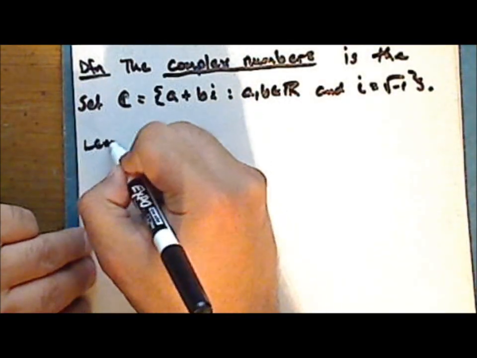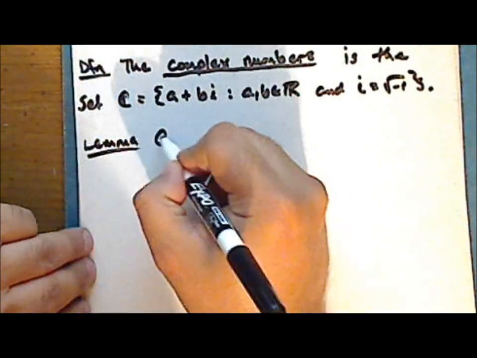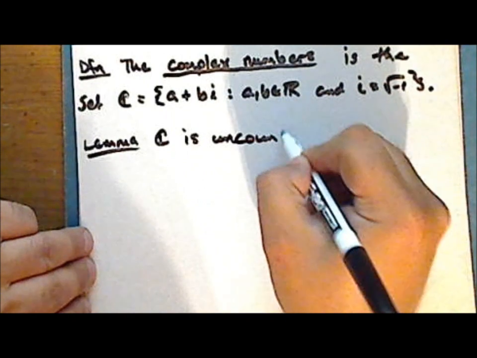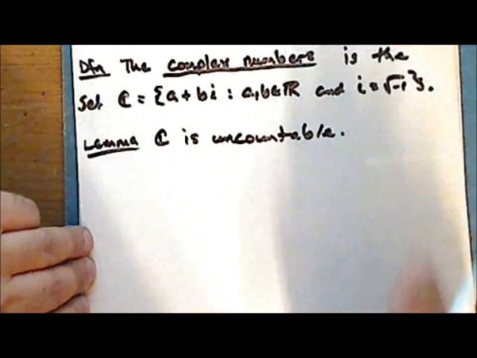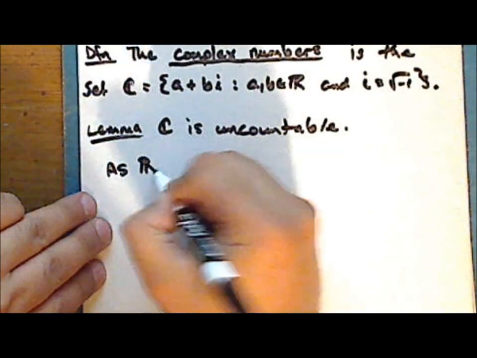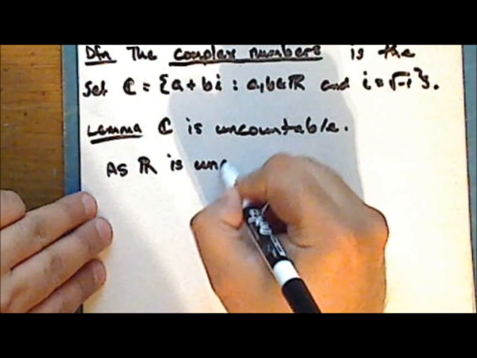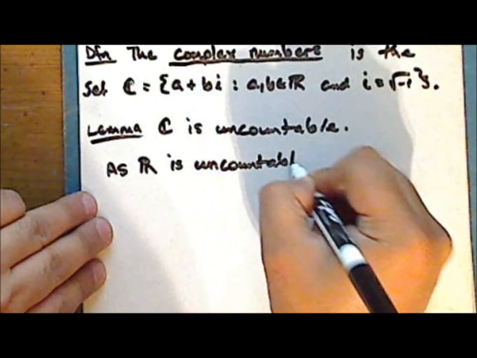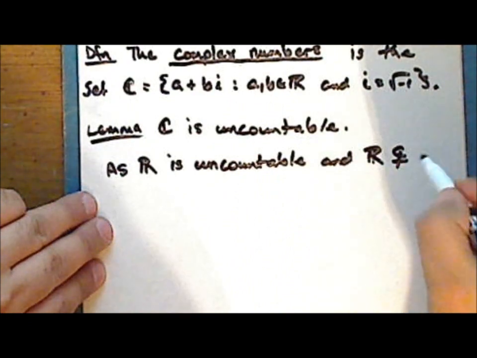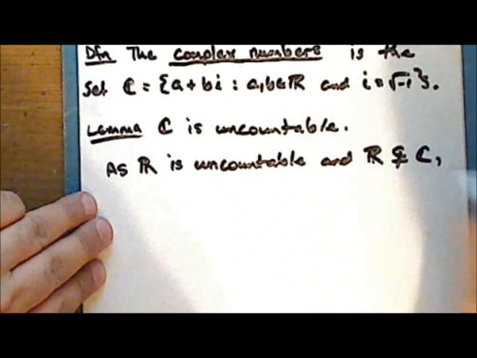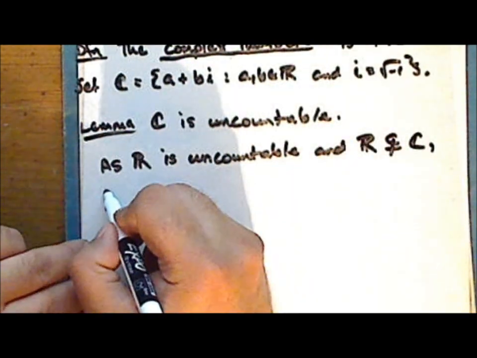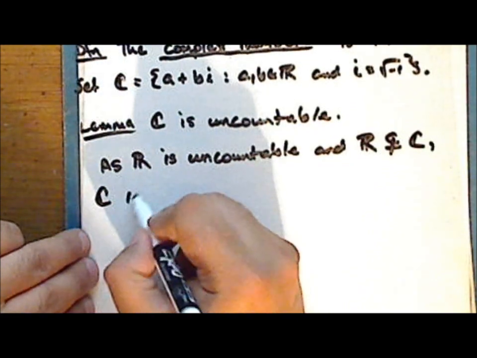So we can now show that the complex numbers is an uncountable set. And I've already outlined the proof here, as the set of real numbers is uncountable, and the set of real numbers is a proper subset of the complex numbers. The complex numbers contain an uncountable set, and so the set of complex numbers is uncountable.